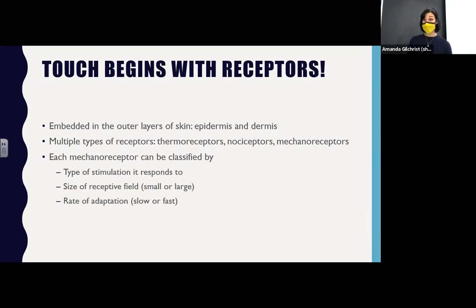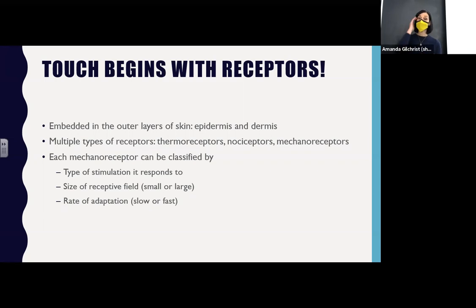If we're talking about something that has a larger receptive field, it is going to be less sensitive. So if a receptive field is the size of my palm and I touch somewhere within that palm, that large receptive field will register a touch, but it won't necessarily be very sensitive as to where that touch's location was on my palm. So small receptive fields mean sensitivity. Large receptive fields mean that they are less sensitive.